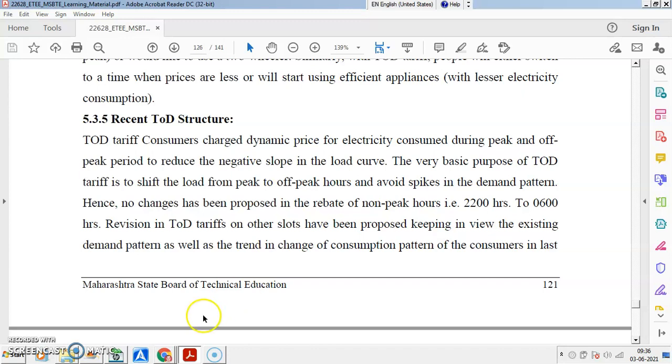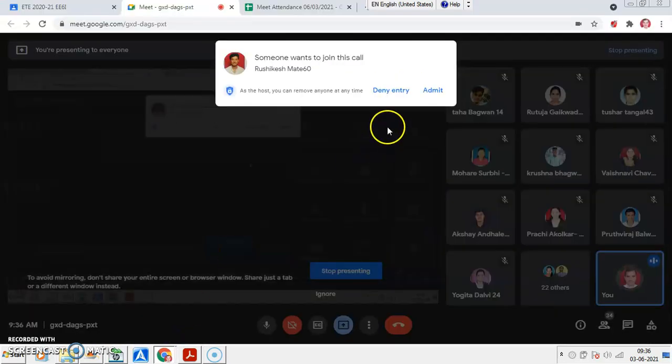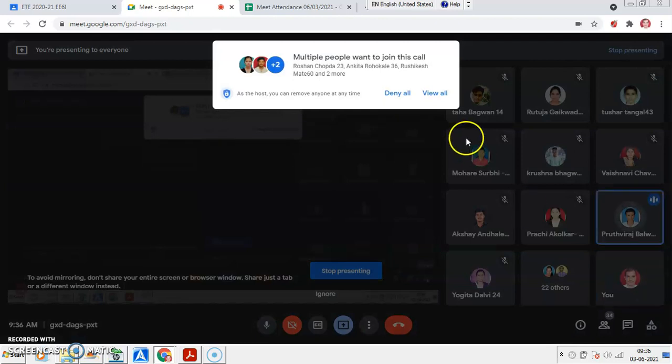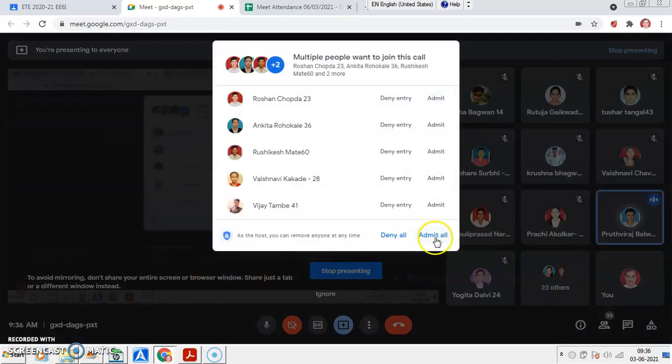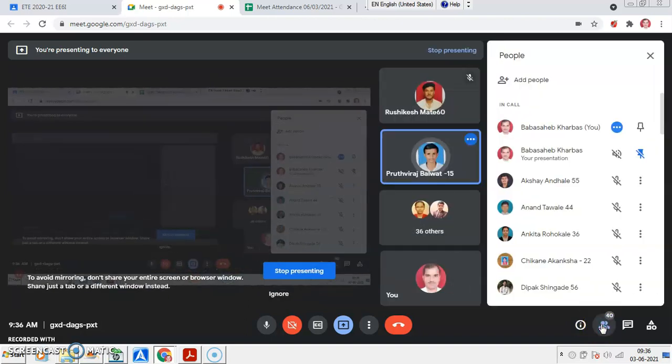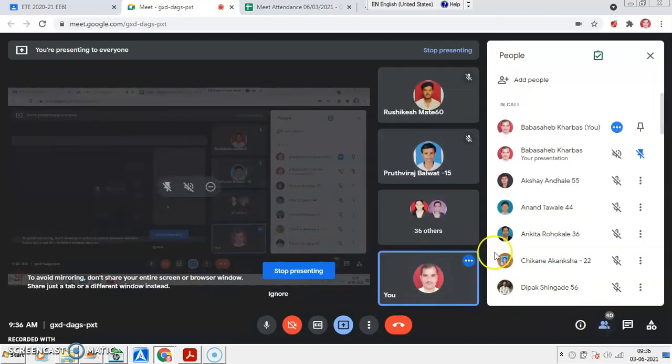You know the load curve? People, you are knowing the load curve? What is load curve? Very good. All of you are knowing this load curve.